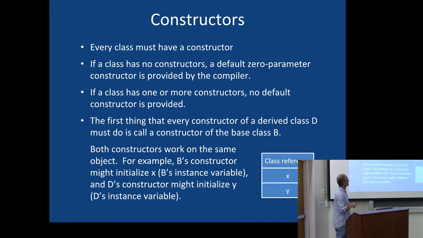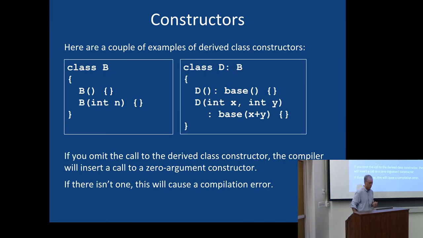So there's an example. I have two constructors in that class and two constructors over here. The first one takes no parameters, calls the base class constructor, and then does whatever it wants to do. The second one takes two parameters, and it calls the one parameter base class constructor over here, that way. So you can see that looks different from Java.